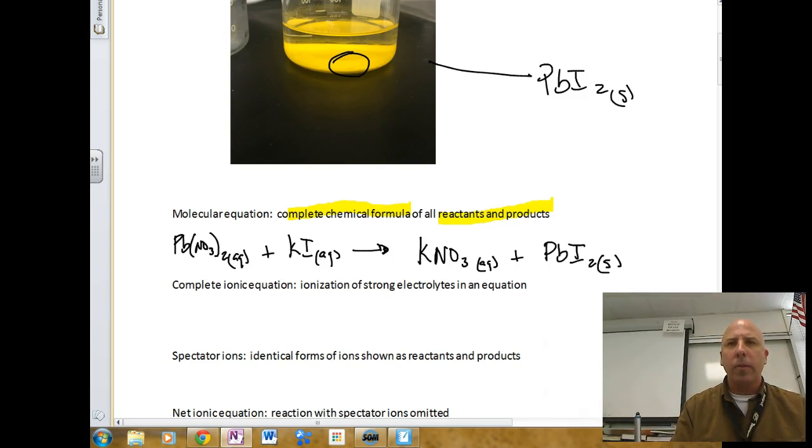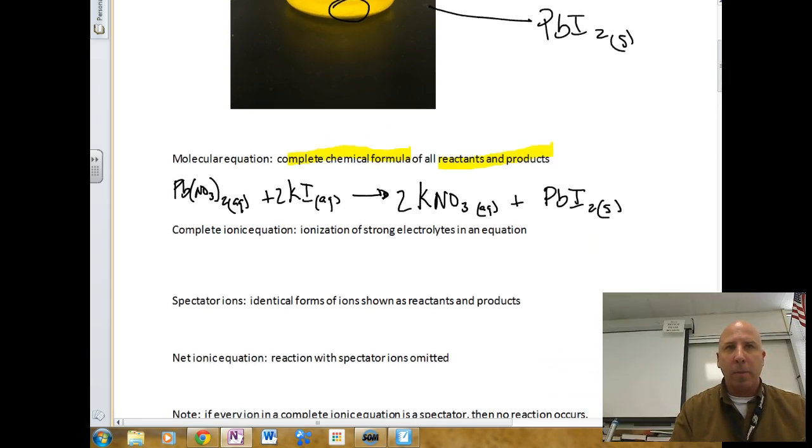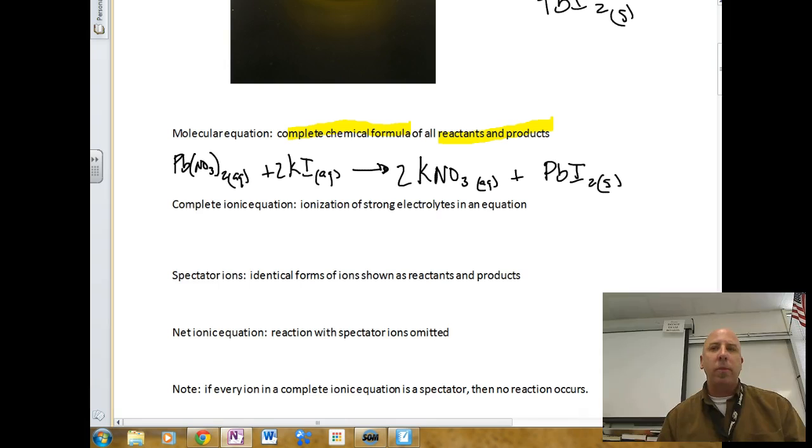And then we can also balance this equation. We have 2 nitrates and 2 potassiums, and there we go. Now we're balanced. This would be considered a molecular equation, with complete chemical formulas of everybody involved. If we're asked to write molecular equations, this is what we do, and oftentimes this is the best way to start off on a chemical reaction.